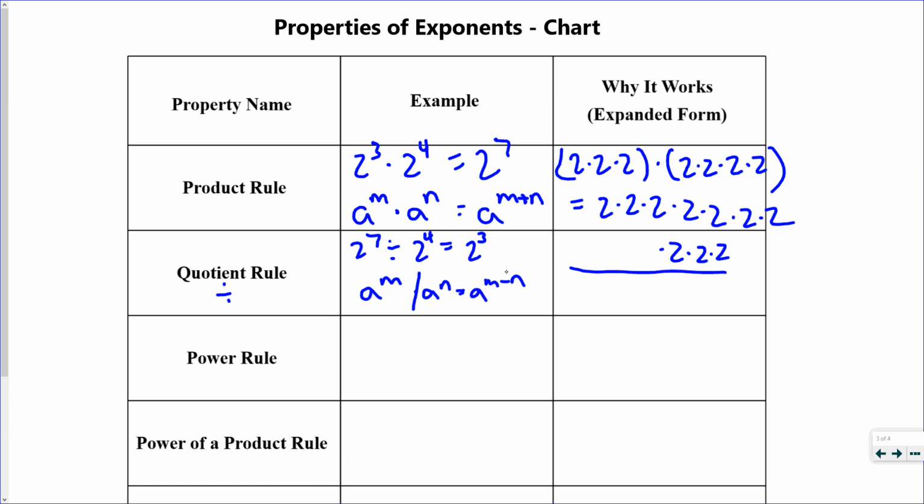Okay, now we have some other rules that are really good ones to know for our work coming up. The next one's called the power rule. With the power rule, this happens when you have multiple exponents attached to the same base. So let's say you had, instead of multiply, what if you had this? 2 to the third to the fourth power like this.